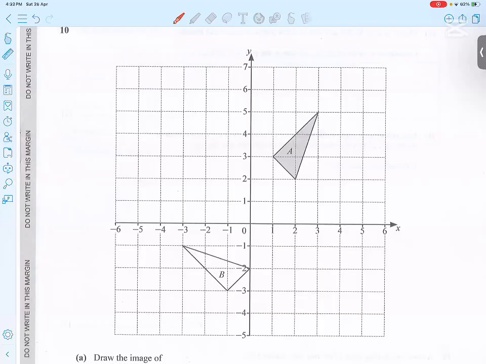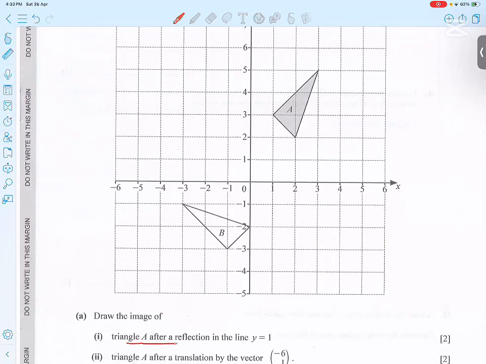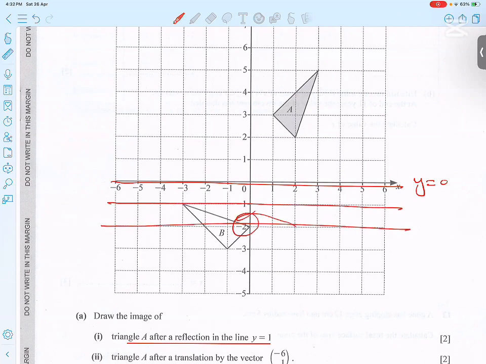Question number 10, we have to draw the image of triangle A after reflection in y equal to 1. Before we start, you must know one thing. Equation of x-axis is y equals 0. So don't forget it. So this is y equal to 0. This is y equal to minus 1. y equal to minus 2 because it passes through these numbers. This is y equal to minus 3 because it passes through minus 3. y equal to minus 4. y equal to minus 5.